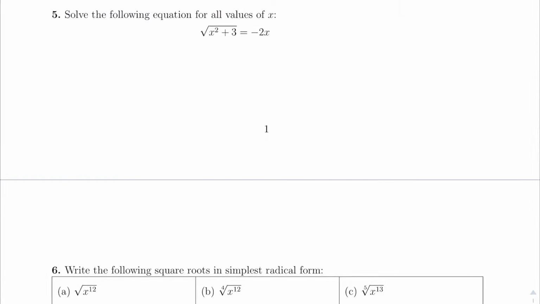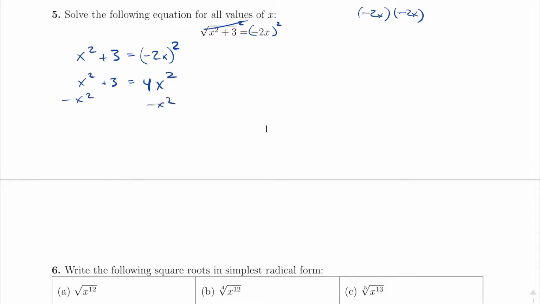For 5, this one's very similar to one of the ones we saw in class. Let's solve it by hand. So first step, we got to use some inverse operations to isolate x here. So let's square both sides. Squaring both sides gets rid of the square root and gives us x squared plus 3 equals negative 2x, all squared. x squared plus 3 equals negative 2x times negative 2x, which is 4x squared.